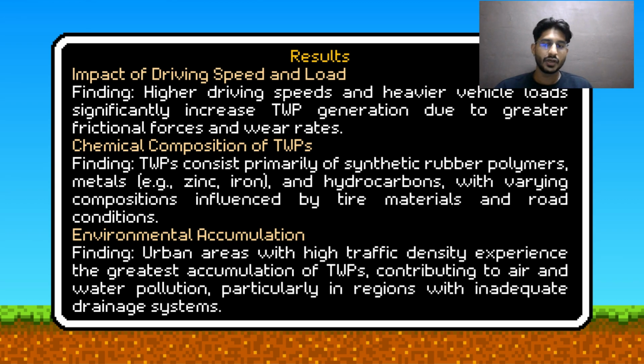The next point is the chemical composition of TWP. TWP consists primarily of synthetic rubber polymers, metals such as zinc and iron, and hydrocarbons, with varying composition influenced by tire materials and road conditions. The third point is environmental accumulation. The findings are that urban areas with high traffic density experience the greatest accumulation of TWP, contributing to air and water pollution, particularly in regions with inadequate drainage systems.